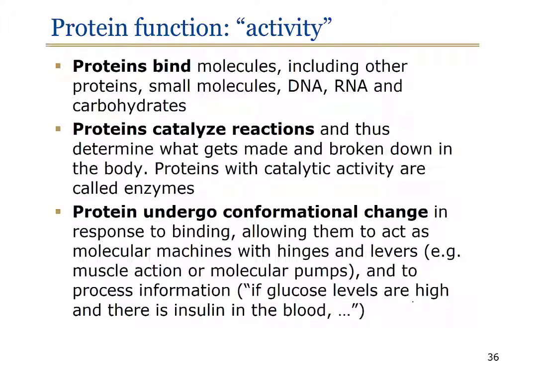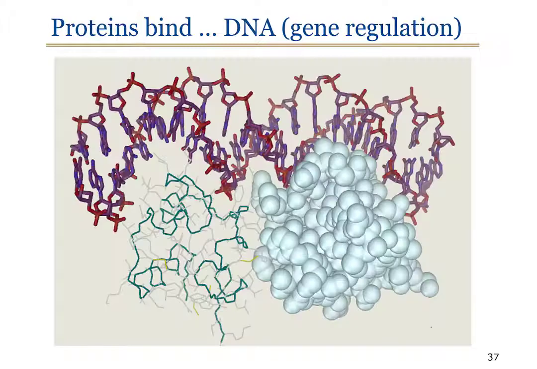So even though they have native states, they sometimes have these hinges or ways of changing their structure slightly to adapt to their environment. So in response to binding, and this allows all kinds of sophisticated machines like pumps, muscle action, and information processing. So I want to give you some examples of these three capabilities.